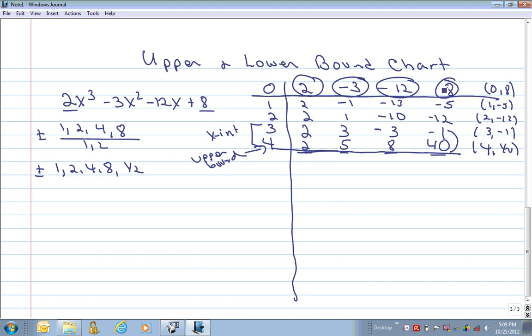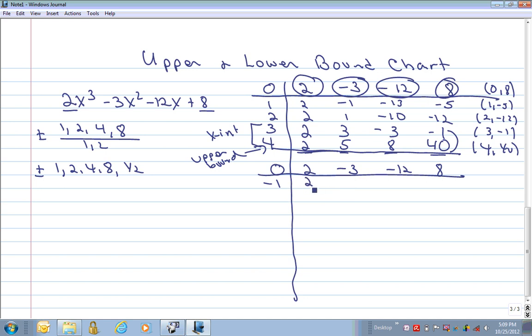Since I'm going to use these numbers again, I like to rewrite them. You don't have to, but I just like to rewrite them. So I'm going to do that. Just makes it a little cleaner. And then I'm going to draw my line, and I'm going to start with negatives. So negative 1. Bring down the 2.